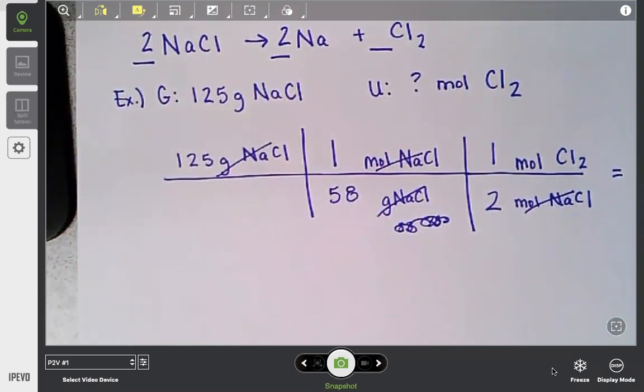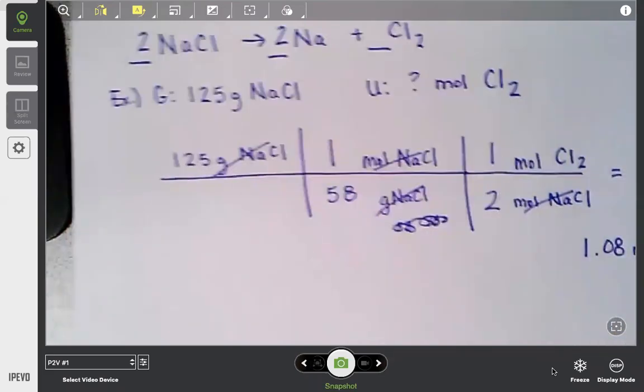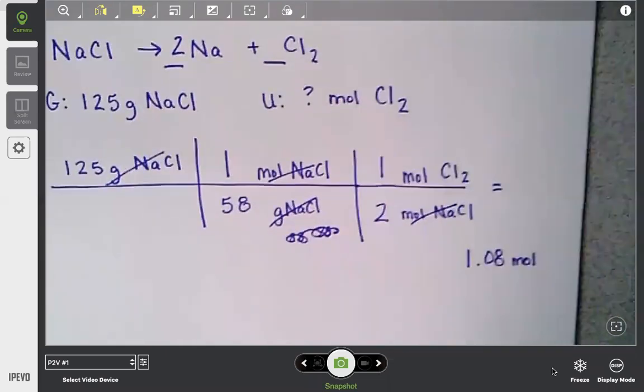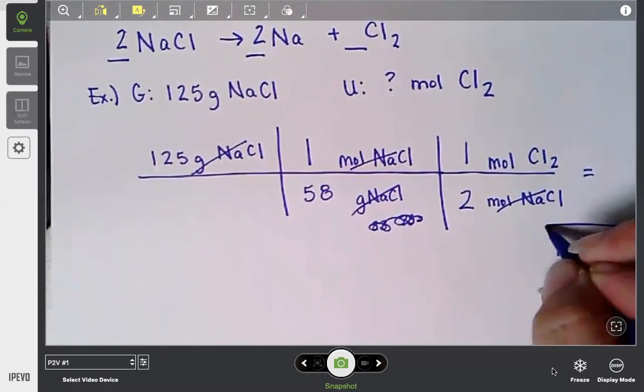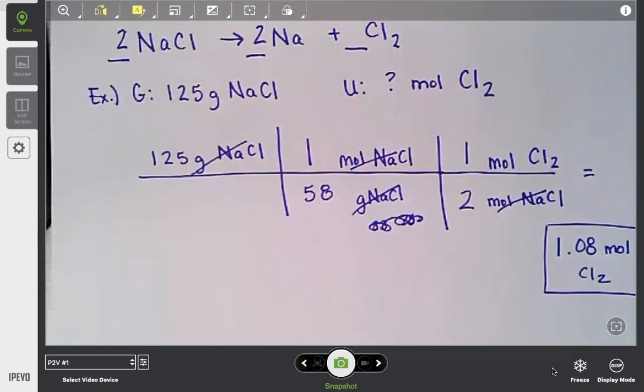Multiply across the top, 125 divided by the bottom, 58 times 2. And I get 1.08 moles of chlorine. Questions?